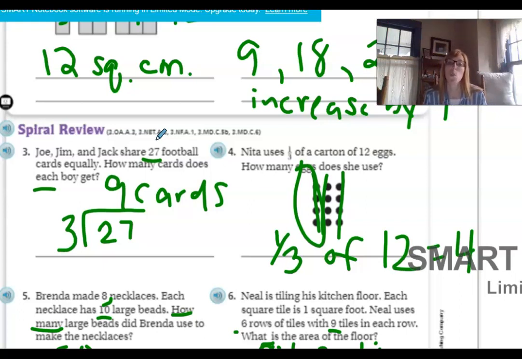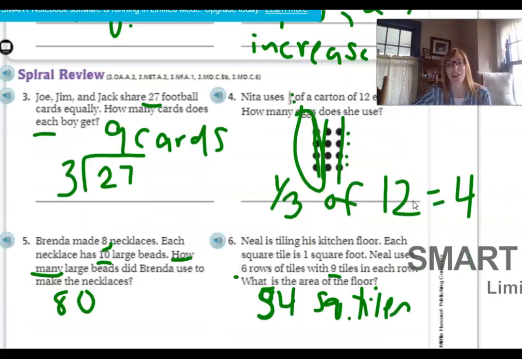Nita uses 1/3 of a carton of 12 eggs. So we know that there were 12 eggs in the whole. I broke it up into 3 equal groups because the denominator told me how many equal groups, and this was how many of those equal groups she used. She used 1 of the 3. So if you have 1/3 of 12, there's a third, there's a third, and there's a third. In each third, there was 1, 2, 3, 4 eggs. So how many eggs did she use? She used 4 eggs. And we did a lot of that. That was a lot of fun. I remember when we did that together.